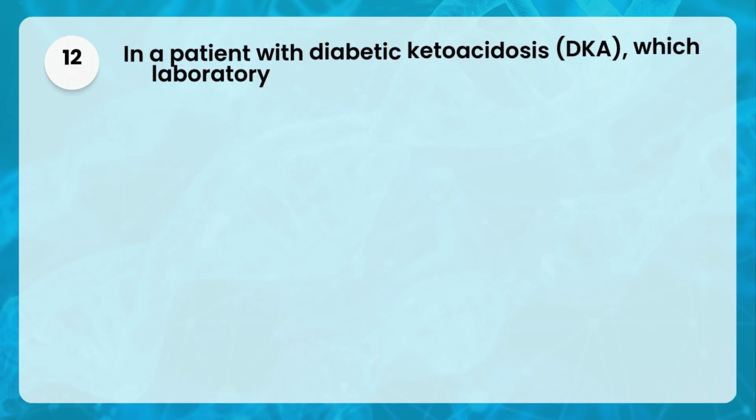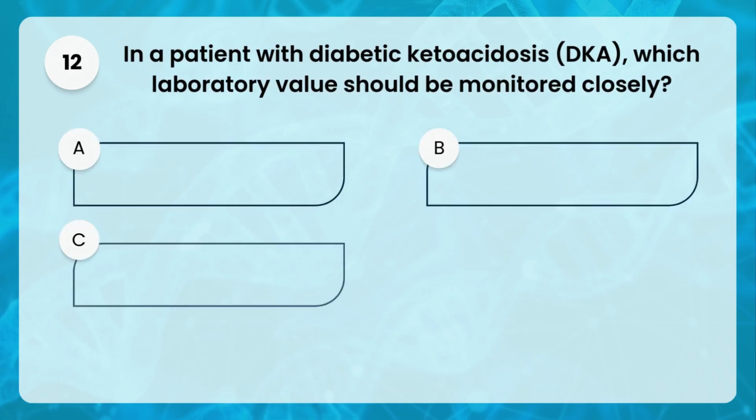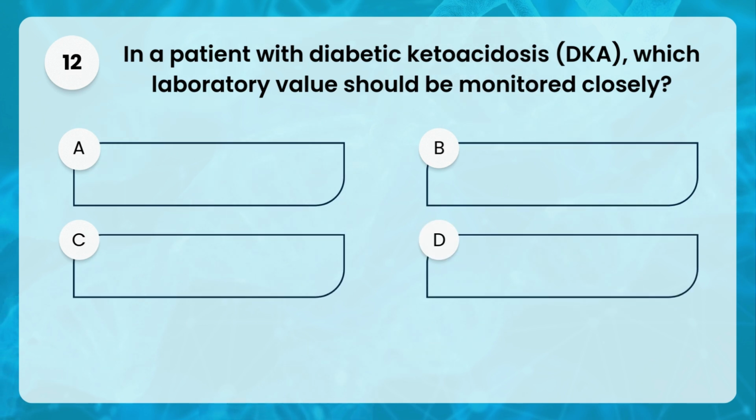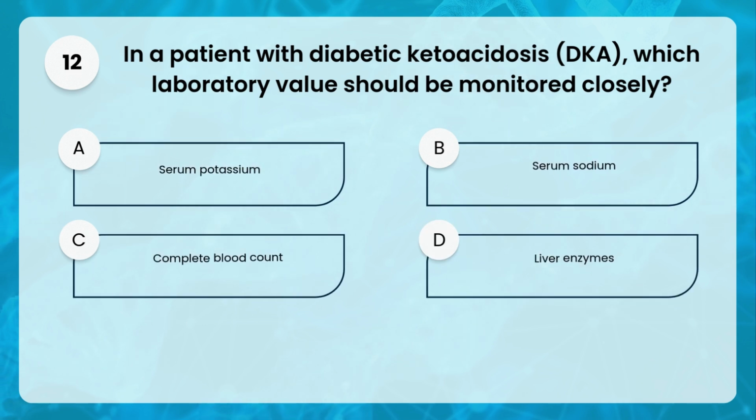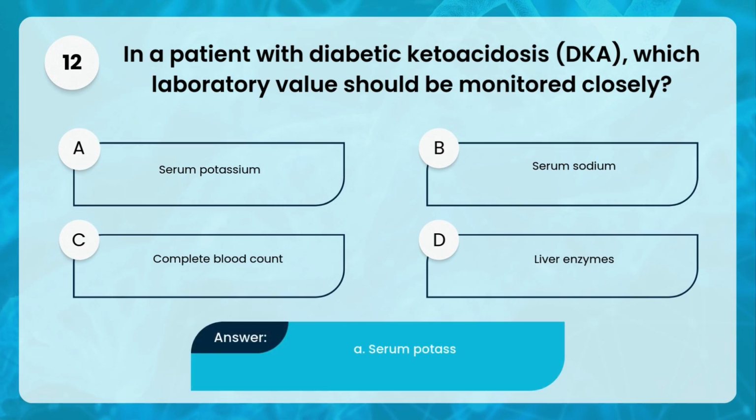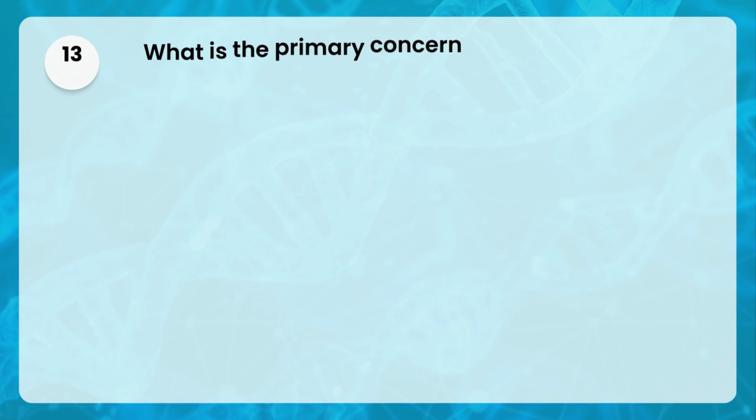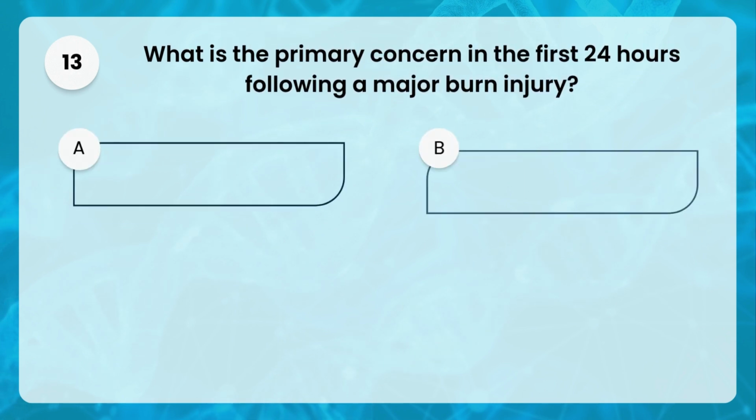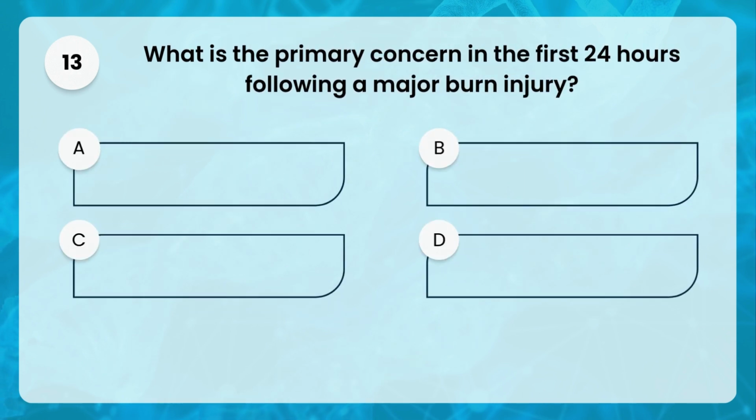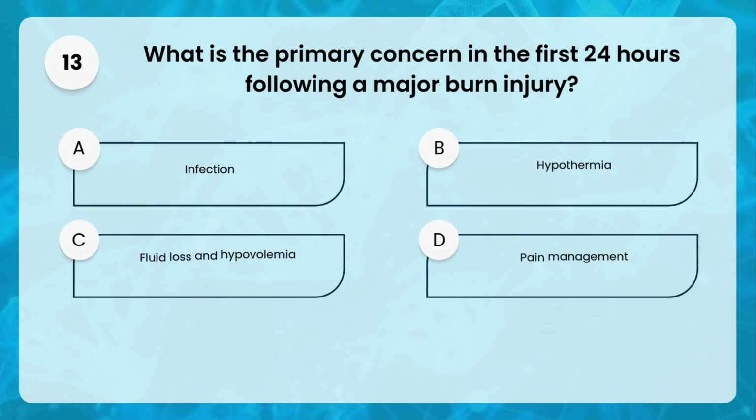Number 12. In a patient with diabetic ketoacidosis, DKA, which laboratory value should be monitored closely? A. Serum potassium. B. Serum sodium. C. Complete blood count. Or D. Liver enzymes. The answer is A. Serum potassium.